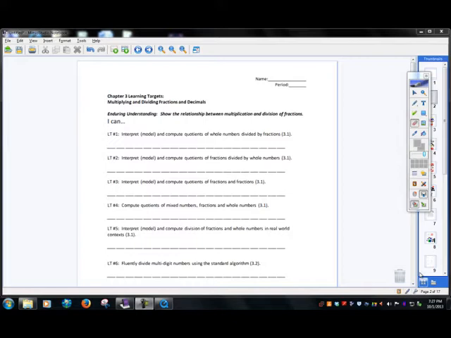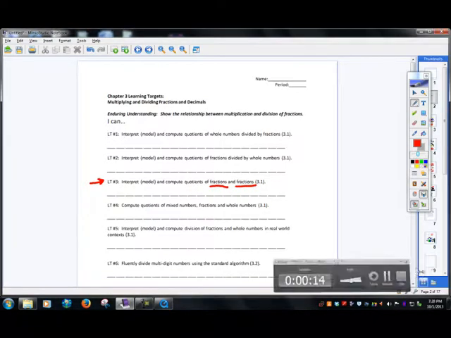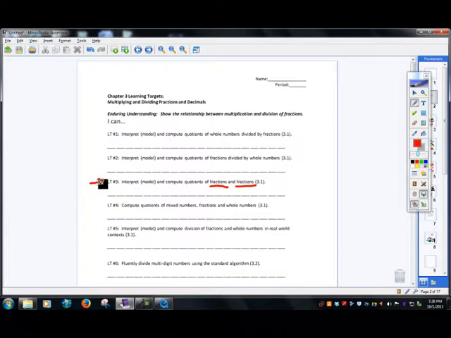All right, now we're on to learning target number 3. Okay, and now we're just doing the same thing we did in 1 and 2, only now we're going to do division of fractions by fractions. So it's the same thing we've been doing, exact same, just slightly different.